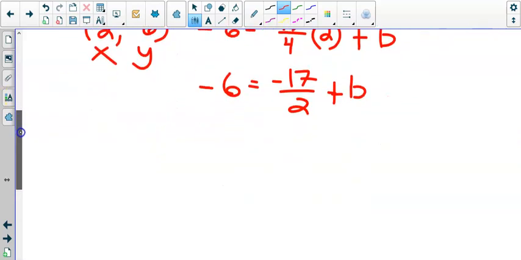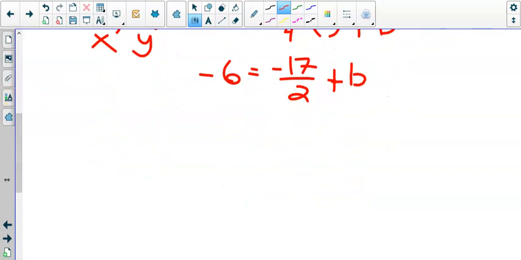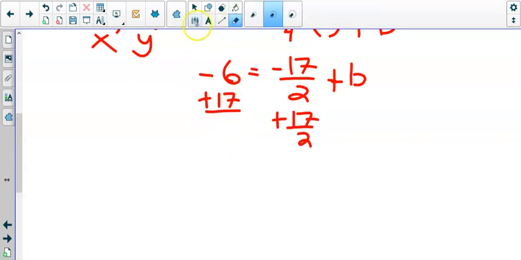All right, now what? I got to know what b is. Not add 6. Add the 17 over 2. It's just like getting x by itself. Get the b by itself. How do I get rid of a negative 17 over 2? Add 17 over 2. I don't want to bring the 6 over because that's bringing people to the party. I got to get everybody away from the b.